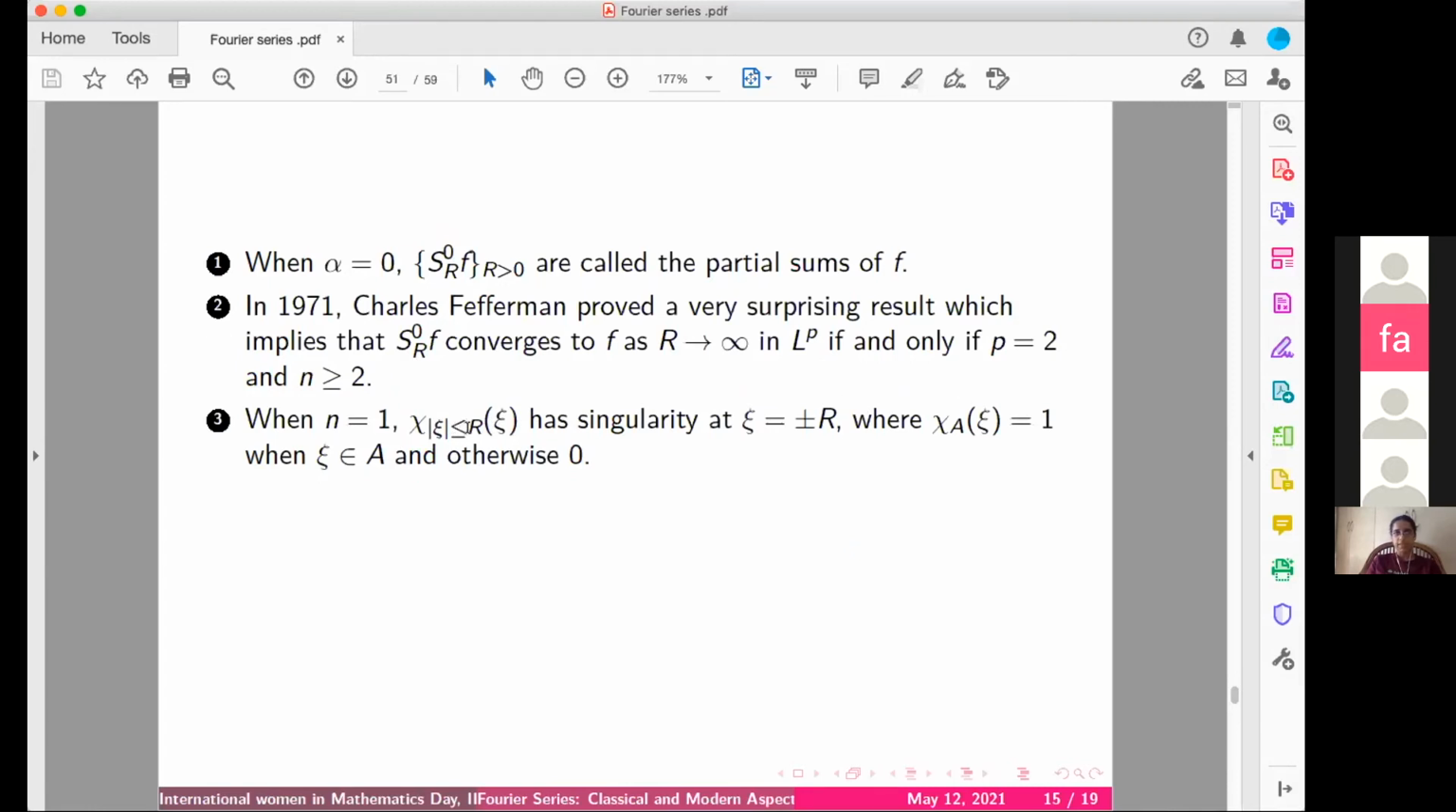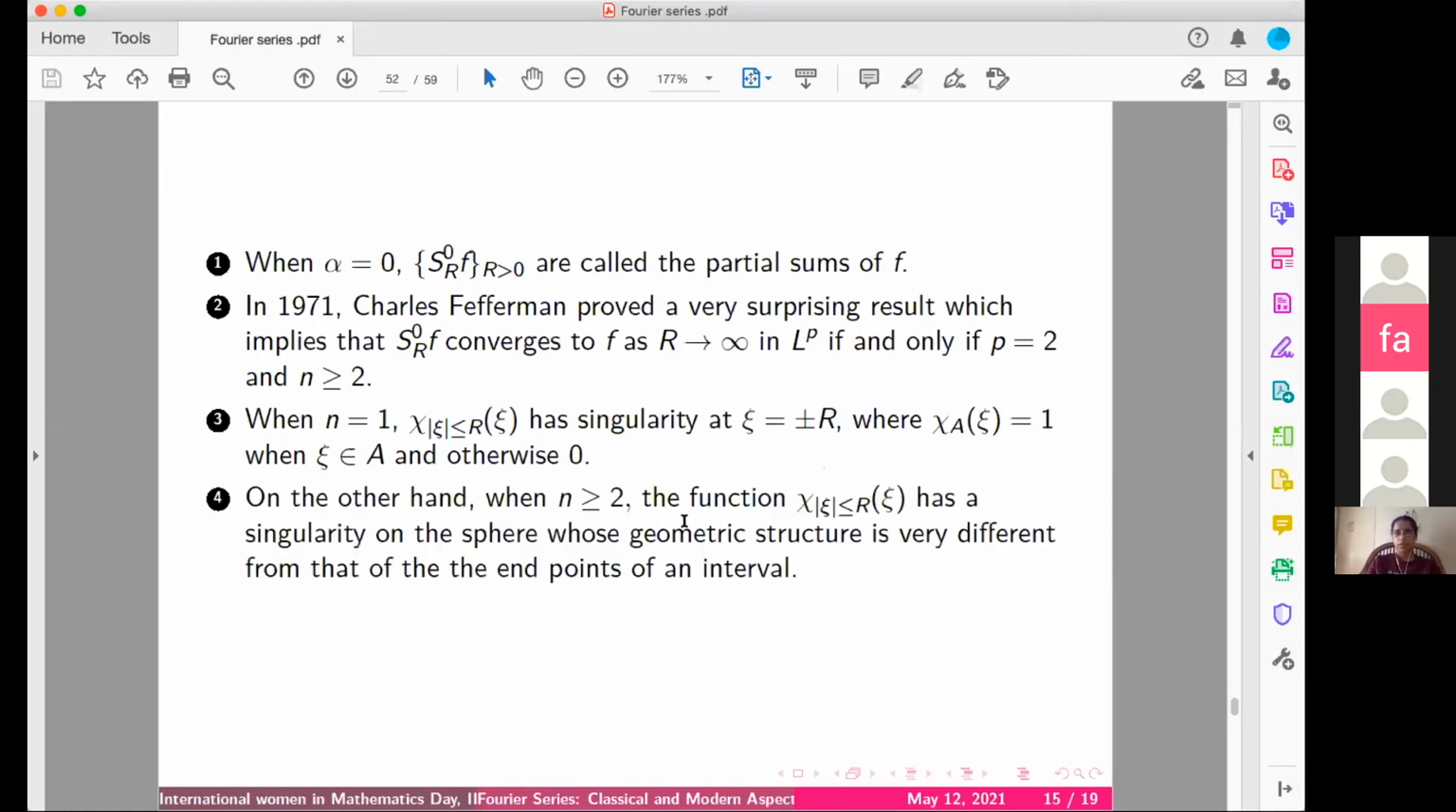Because mod psi less than or equal to r is just that interval, where chi A of psi is equal to 1 when psi is in the set A and 0 otherwise. So for n equal to 1, the function is 1 on the interval from minus r to r, and 0 everywhere else. If you draw the graph of this function, it has a jump discontinuity at the points psi equal to plus or minus r. That is why we say it has a singularity.